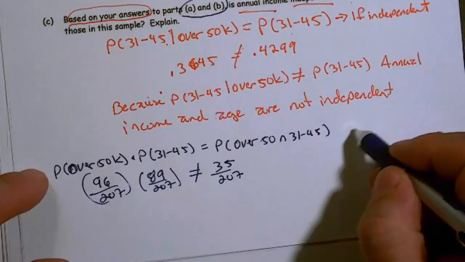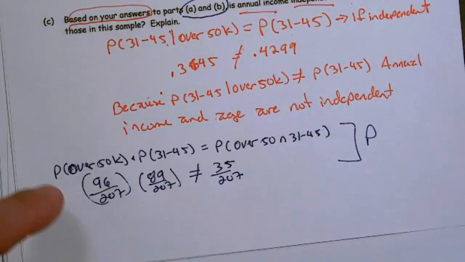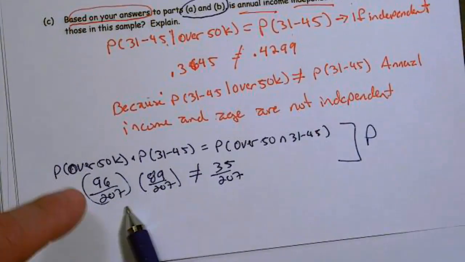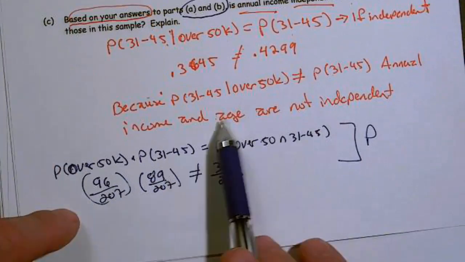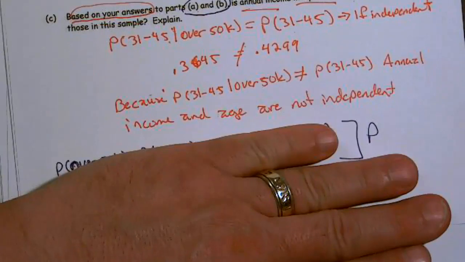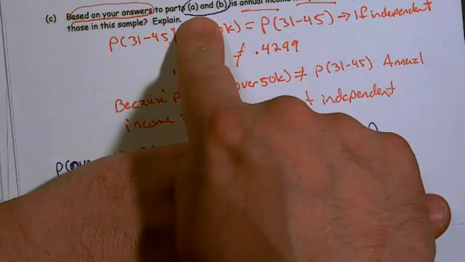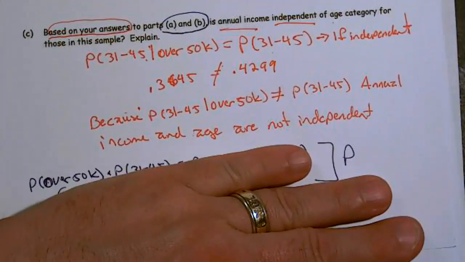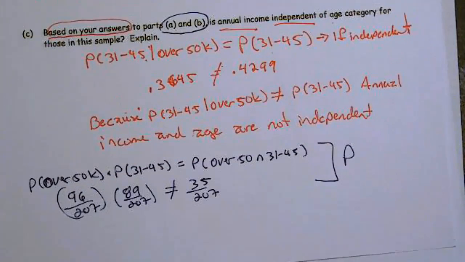If you had gone this route, you would receive partial credit, but you still would need to make a statement because these are not equal. Income and age are not independent. All right, this would have gotten you partial, but they told you to use A and B, so you need to show A and B to get full work or full credit.